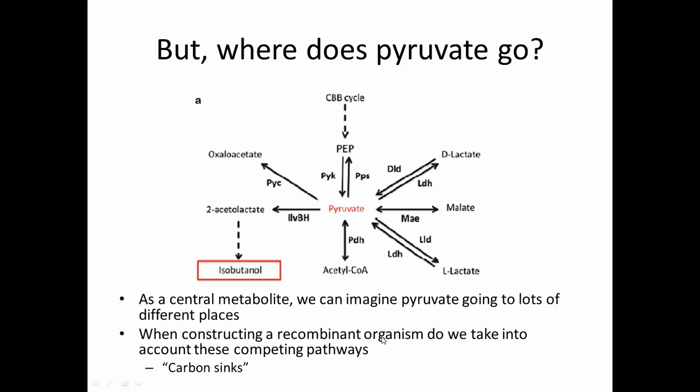And when constructing a recombinant organism, do we take into account the competing pathways, the things that compete for pyruvate? We could even call those things carbon sinks, because say we want to make isobutanol, we might theoretically, at least, want to channel pyruvate to isobutanol, and that's that. Unfortunately, with pyruvate being such a key metabolite, we can't shut everything else down. But how do we eliminate enough stuff, or just hold back enough stuff, so that we're getting something meaningful going from pyruvate to isobutanol?